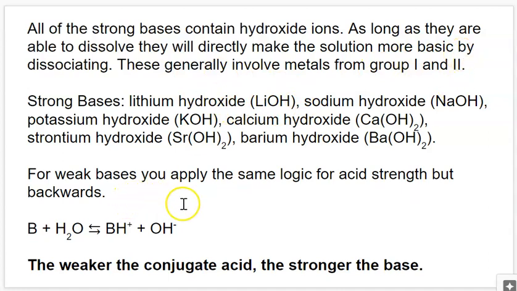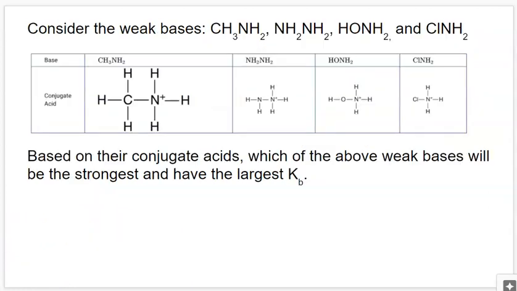Now for the weak bases, it's a little bit more complicated. They all produce hydroxide indirectly by interacting with water or another molecule. So for these, we need to consider the same logic as for acid strength, but backwards. Because the weaker the conjugate acid of the base, the stronger the base is going to be. If the base here is going to take hydrogen from H2O to make this BH+, the weaker this is, the more the hydrogen is going to be held onto it, and the more likely it is for this to be formed and stabilized. And it's not going to want to go in the other direction, making this base much stronger. So let's look at an example here.